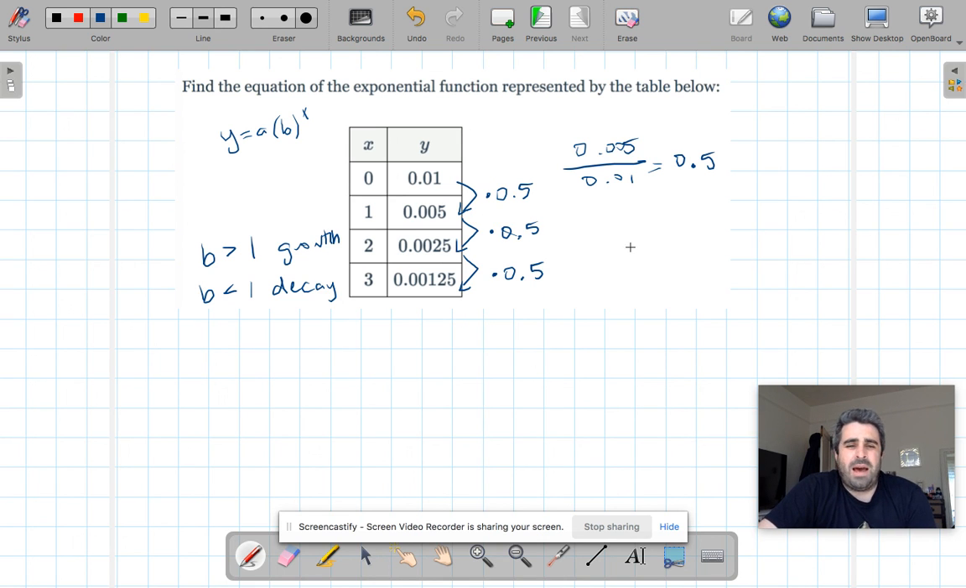All right, so we have our b value, our common multiple. We need our a value, which again is going to be, in this case, the first value we see in the table where x is 0. So a is equal to 0.01. We just put all this information together now to get y is equal to 0.01 times 0.5 to the x power.